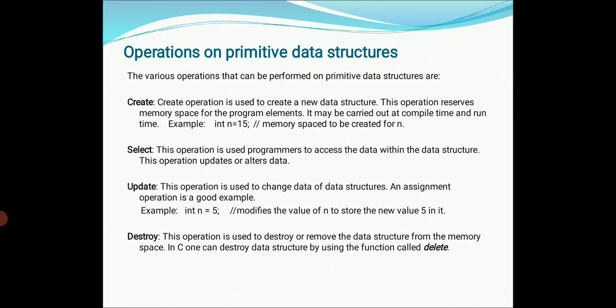The last operation is destroy. This operation is used to destroy or remove the data structure from the memory spaces. So, in C programming, we can destroy a data structure by using the function called delete. So, these are some of the operations which can be performed on the primitive data structure.